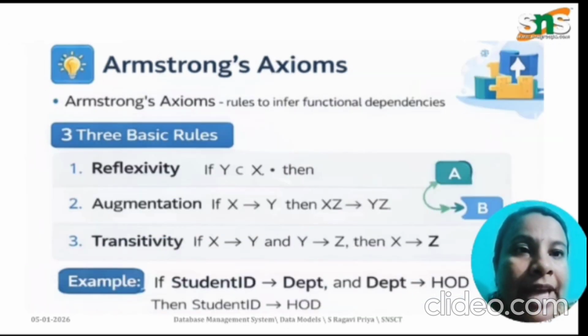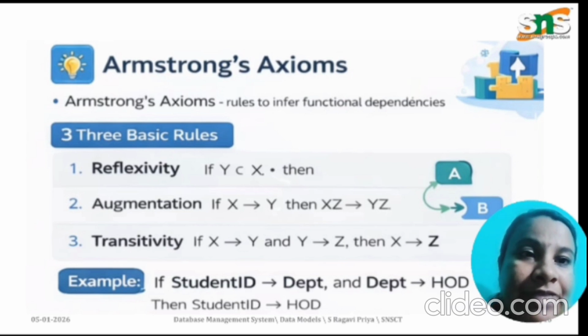Armstrong axiom refers to the rules to infer functional dependencies. There are three basic rules in Armstrong axiom: reflexivity, augmentation, transitivity. The rule for reflexivity is: if Y is a subset of X, then all the elements of Y belong to X. Augmentation: if X tends to Y, then XZ tends to YZ.